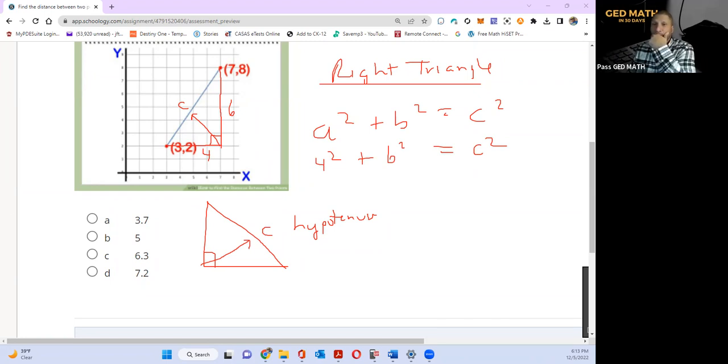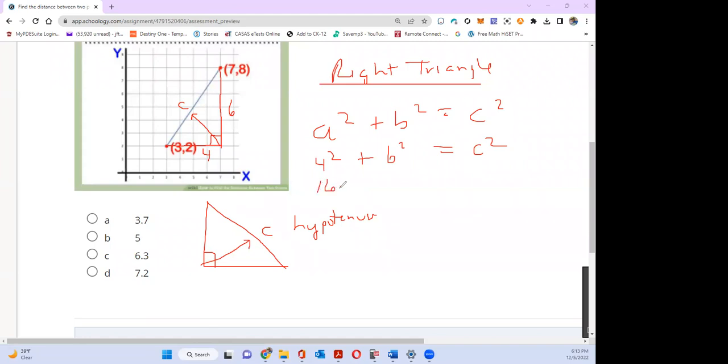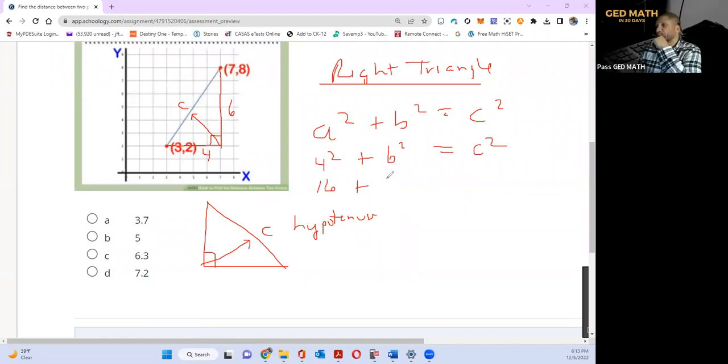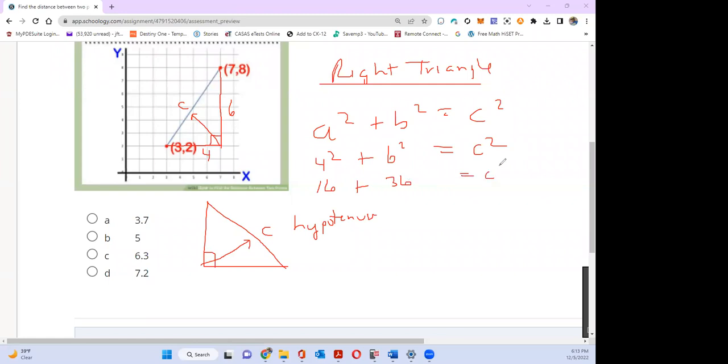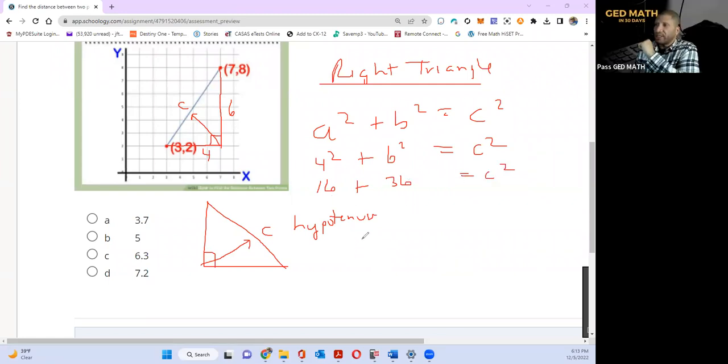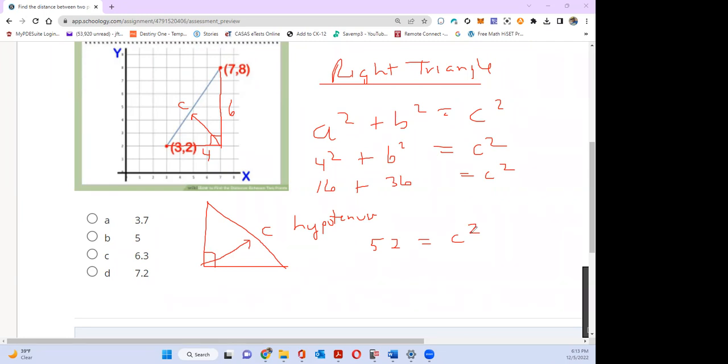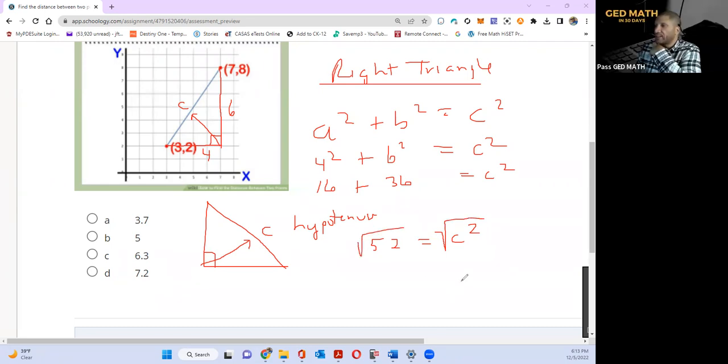Does anybody know what 4 squared is? 16. How about 6 squared? 36. I'm gonna have to move down here. 16 plus 36 is 52 equals C squared. Am I done now? No. So how can I get C all by itself? What is the opposite of squaring something? The square root. So you take the square root of both sides and you get C is equal to the square root of 52. And this is where your calculator comes in.